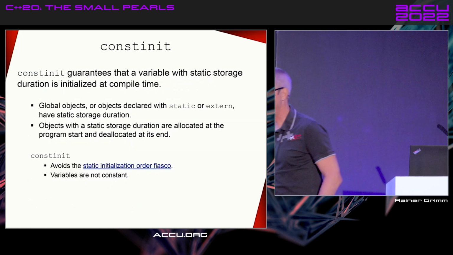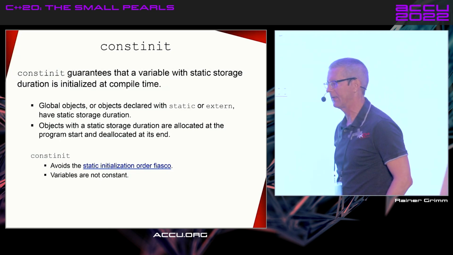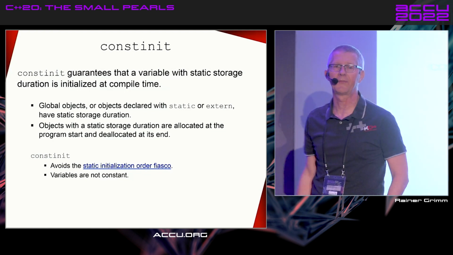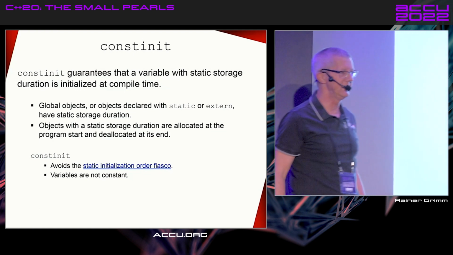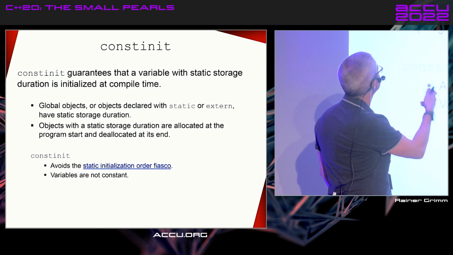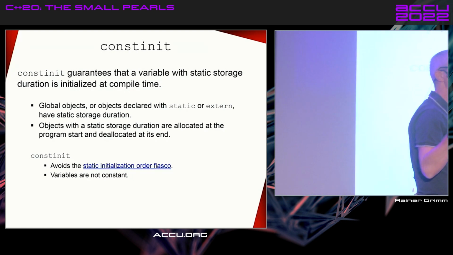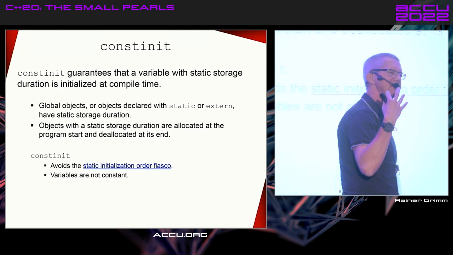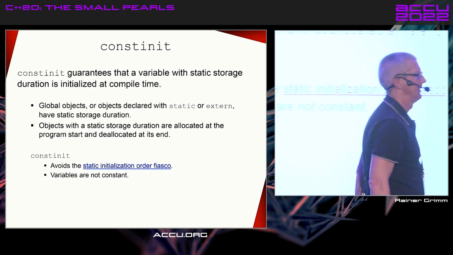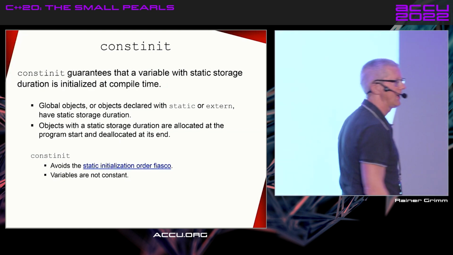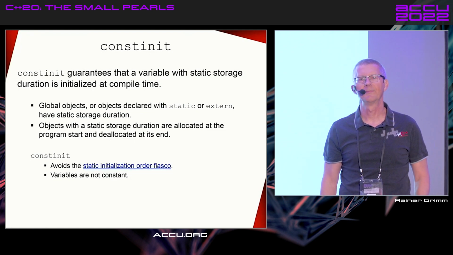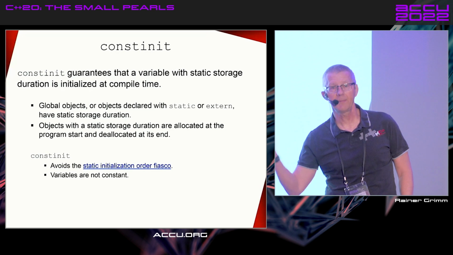However, I gave a talk at CppCon, a 1-hour talk, only explaining how many flavors of const we have in C++ now. This is constinit, second flavor. Constinit guarantees for a variable with static storage duration, meaning something which is static, external, or defined outside any function scope, that you can initialize them at compile time. And here's the extremely interesting point. They are not constant. So you can initialize them at compile time, but they are not constant.